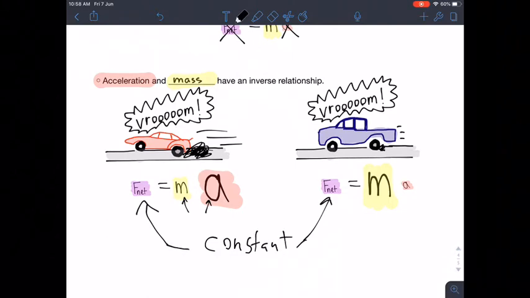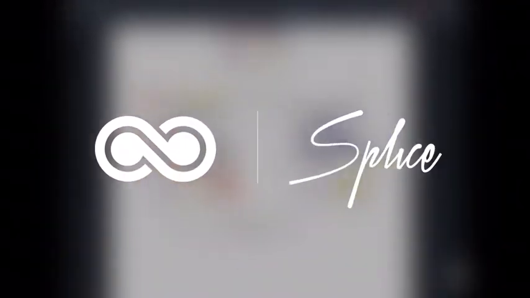But that doesn't mean that the other variables are constant. So if we have a much larger mass here, then we're going to have a much smaller acceleration. The truck can be super powerful. It doesn't matter. It's also super big. And so it's going to accelerate very slowly. All right.